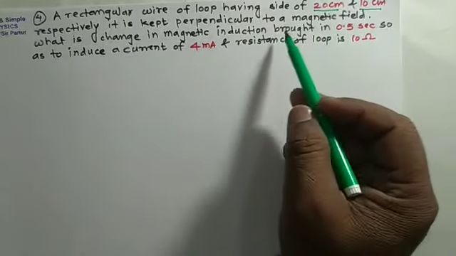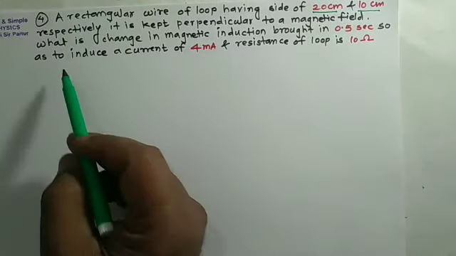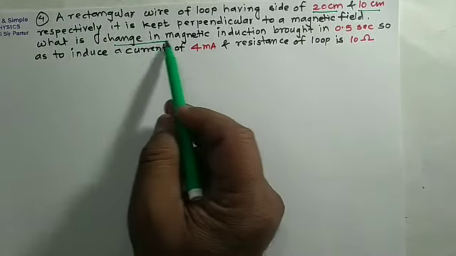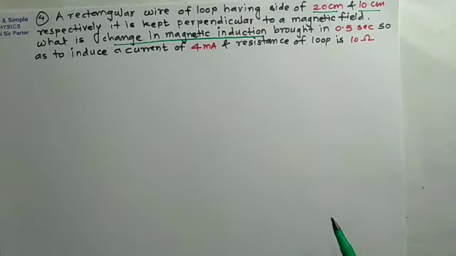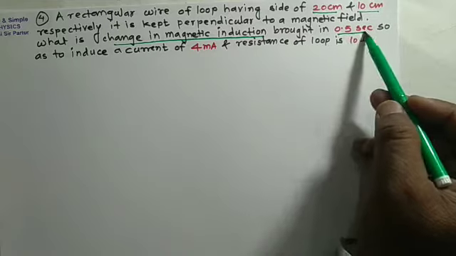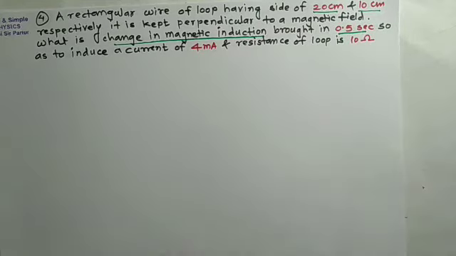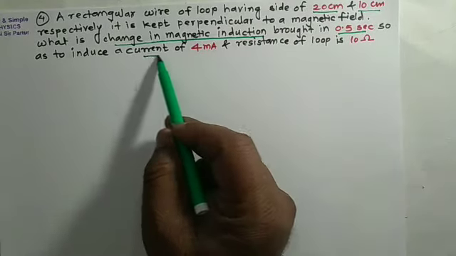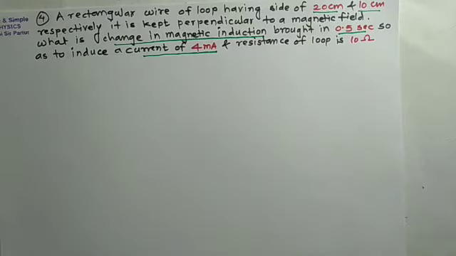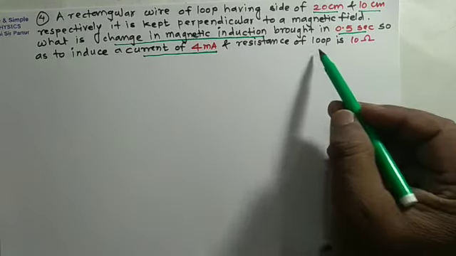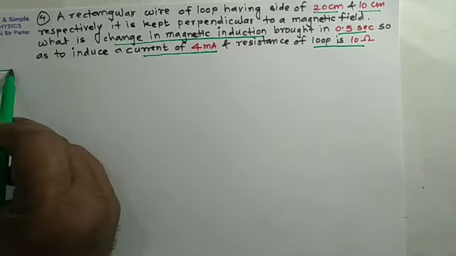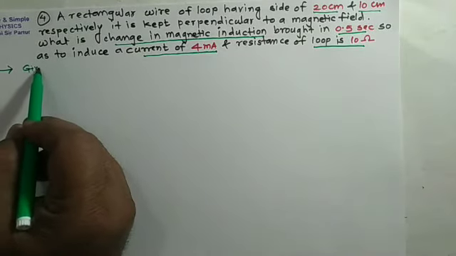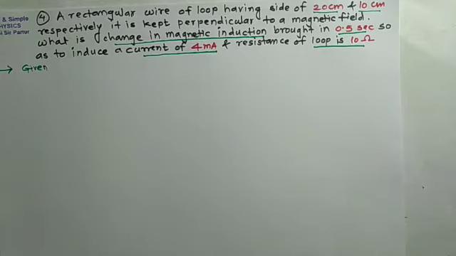It is kept perpendicular to a magnetic field. What is the change in magnetic induction brought in 0.5 second so as to induce the current of 4 milliampere? The resistance of the loop will be 10 ohm. If we solve such an example, first of all, we write the given values.